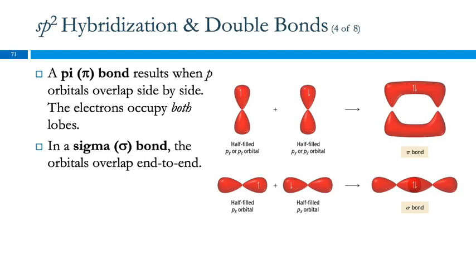So pi bond, side-to-side overlap of p orbitals, and it's always the unhybridized. Pi bond is p orbitals. The sigma bond, it is the end-to-end overlap. That could be s orbitals or hybrid orbitals. It could be p orbitals, anything.